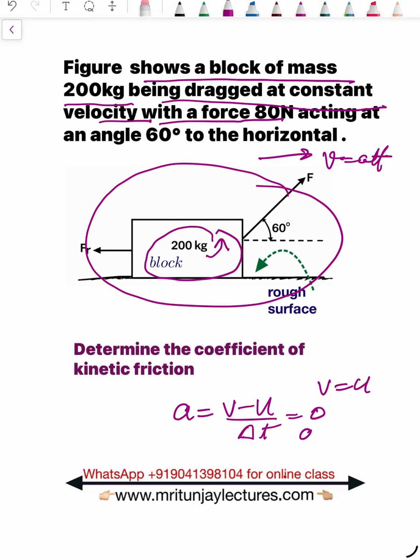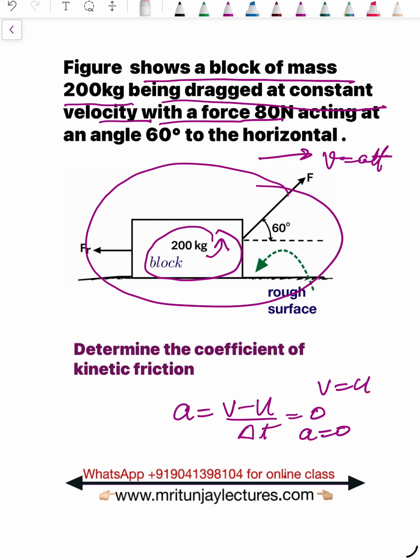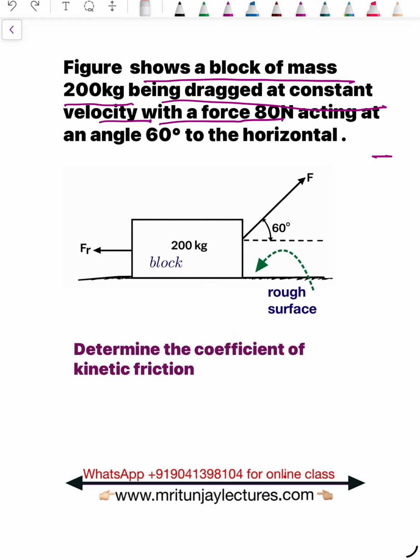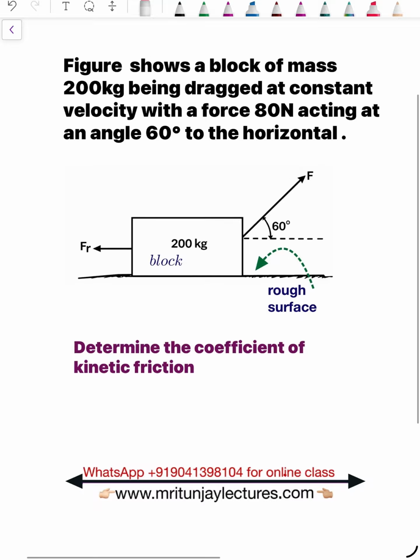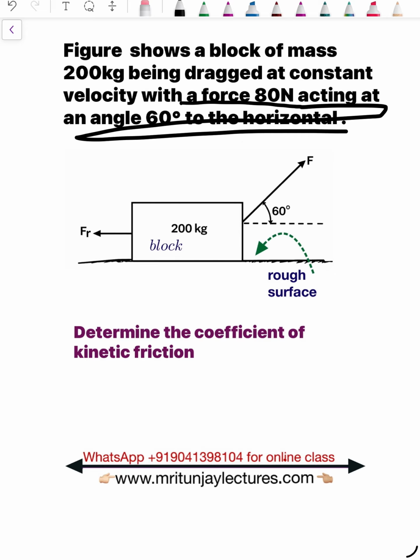So acceleration is how much? Zero. It means the net force on that block is how much? Zero. Okay, clear or not? So look here. First of all, the net force on the 200 kg block is how much? Zero. Why? Because of constant velocity. Clear?